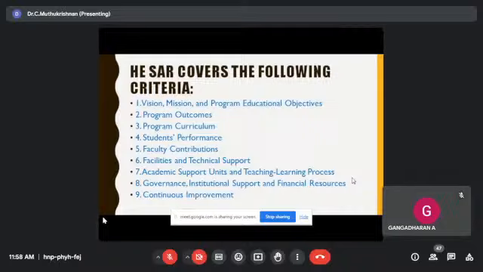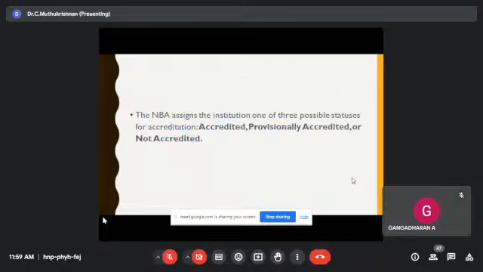Higher education self-assessment report covers the following criteria. So there are the 9 criteria the institutions have to fulfill. If they fulfill them, automatically they will get that criteria from the NAC as well as NPA. So NPA assigns the institutions one of the 3 possible schedules for accreditation. So it is accredited, or provisionally accredited, or not accredited. So there are 3 things only they have to think about in that NPA.